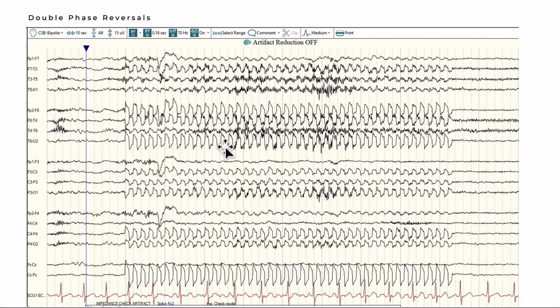The other obvious part of this is it's very monomorphic, and it starts and stops abruptly. This is extremely monomorphic, and this is more indicative of artifact when things are just the same again and again and again. We'll go back to this principle a little later on in the lecture. For now, just take home this idea of the double phase reversal that's negative, positive, something to make you question, is this an artifact?